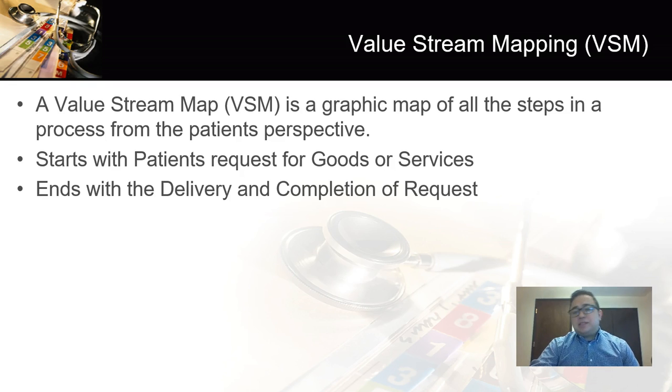So how do we visualize this? We use a tool called value stream mapping. A value stream map is a visual tool for deployers of Lean. The value stream map is a graphical map that shows all of the steps in a process, but this map is different than the standard process workflow, which outlines steps in numerical order from an objectives perspective. The value stream map is from the perspective of the patient and what adds value for them in a process, as we covered previously. The value stream map starts with a patient's request for something and ends with the completion of their request.